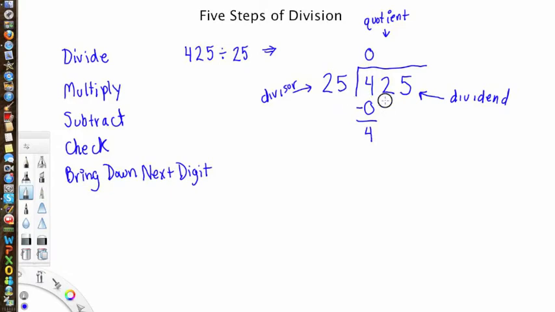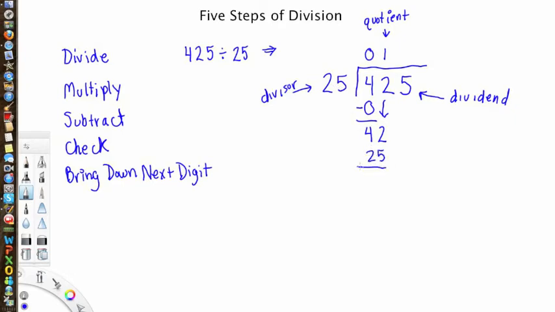And then we bring down the next digit, which is 2. And then we start all over again. We start by dividing. 25 goes into 42 how many times? Once. So I put 1 right there. Then I multiply. 1 times 25 is 25 is my product.